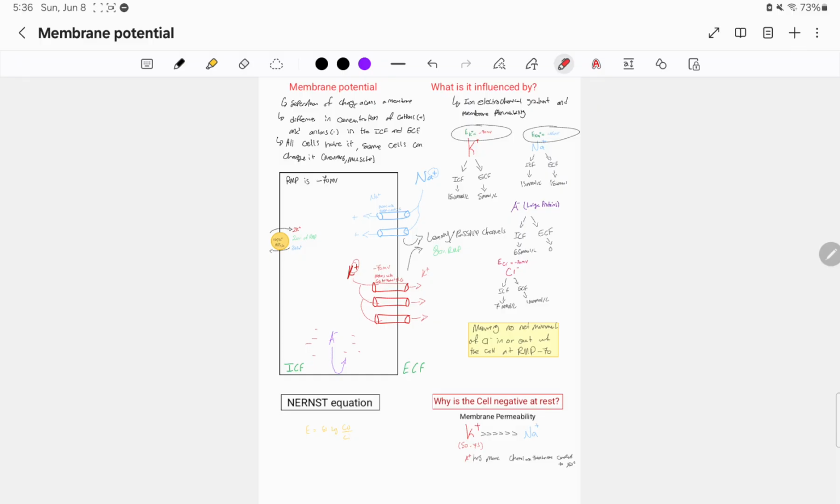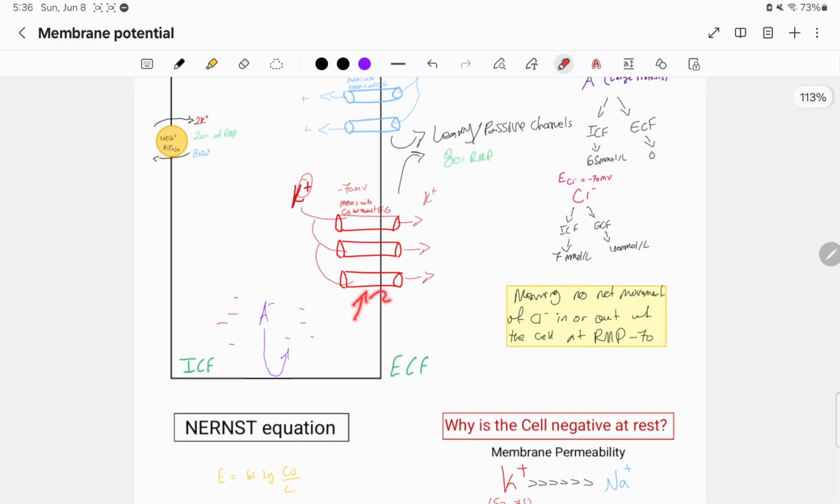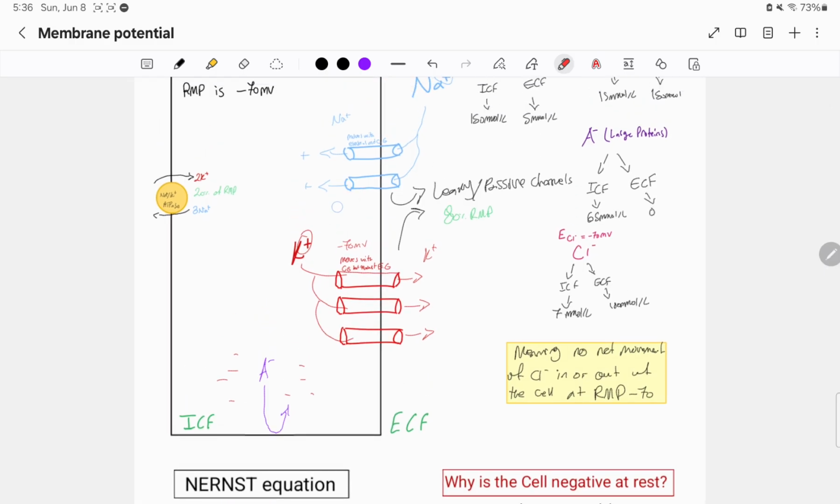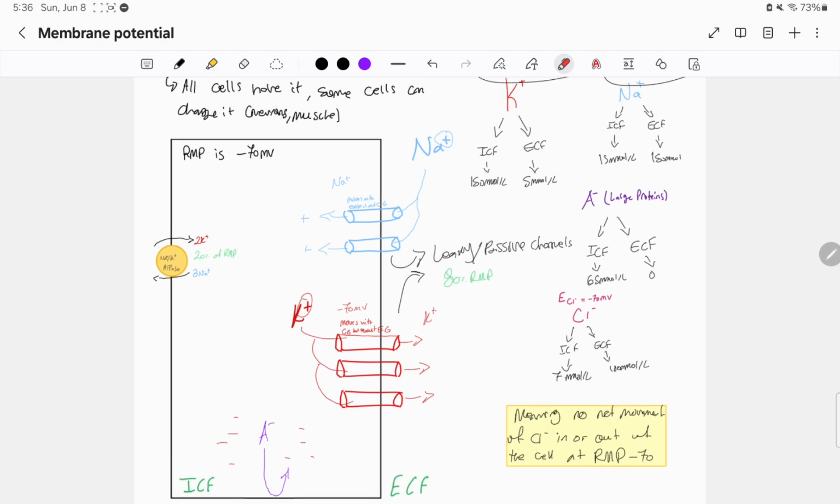Okay. All right, and some final clarifications I do want to make is that these leaky and passive channels are very specific to their specific ion. So this is a leaky potassium channel, and it only lets potassium through. This is a leaky sodium channel, and it only lets sodium through. Okay? Also, I want you to remember that the sodium-potassium ATPase uses ATP.